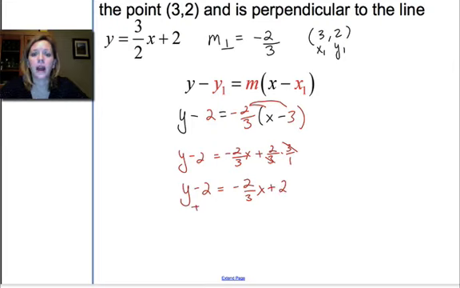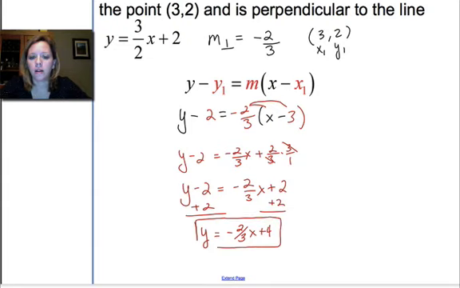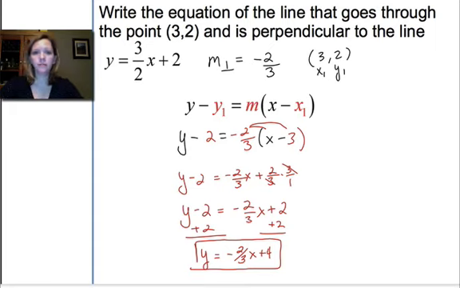Now we're going to add 2 to both sides, and we get my final answer of y equals negative 2/3 x plus 4. Now, you absolutely should graph these to make sure that they go through the points that they're supposed to go through and that they look the way that they're supposed to look. In other words, that they look perpendicular to one another.